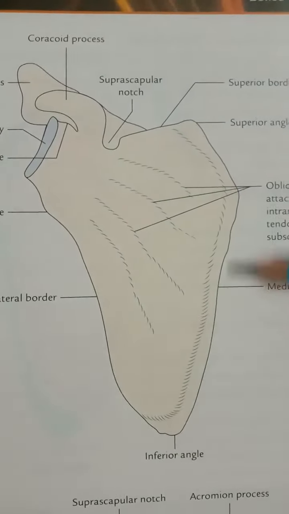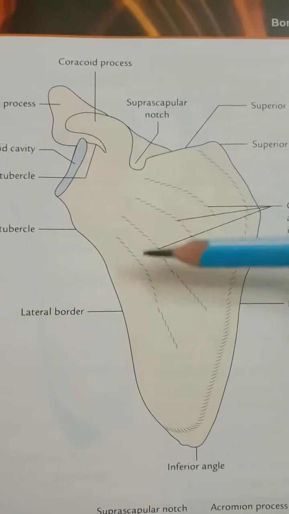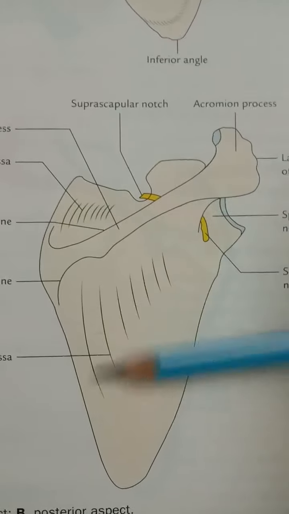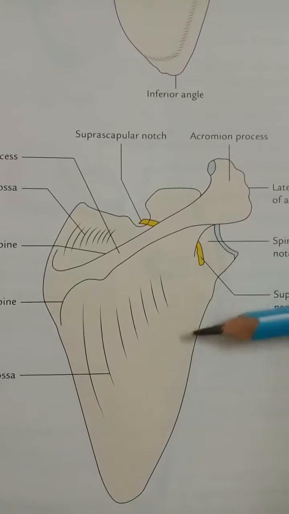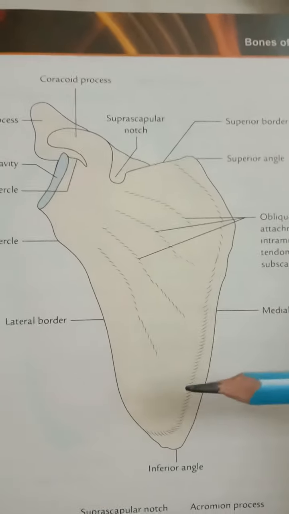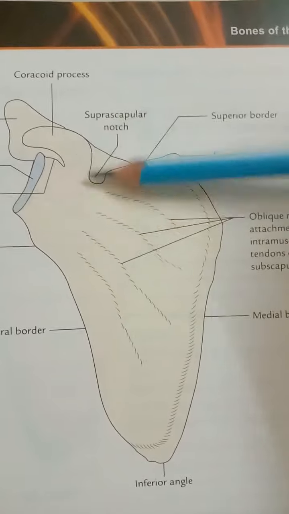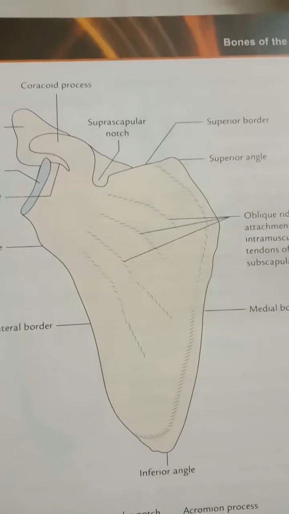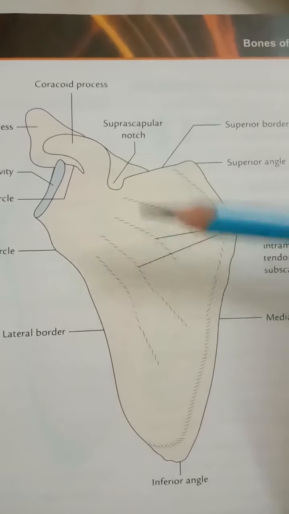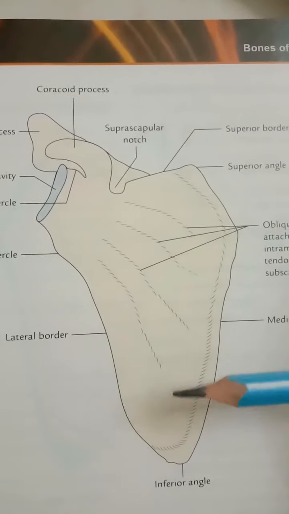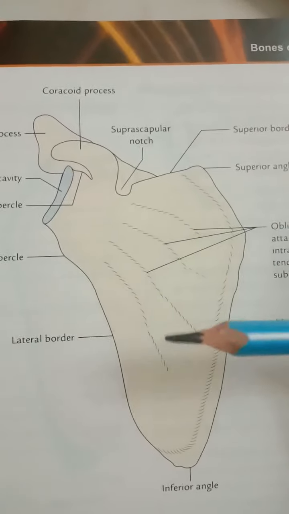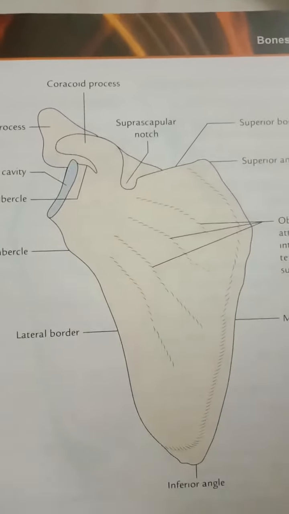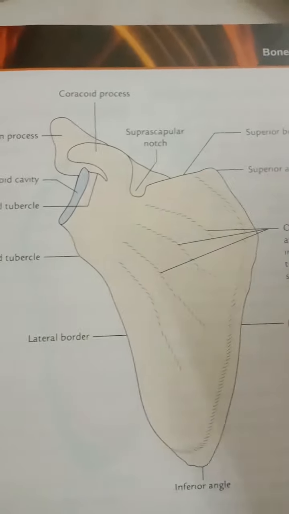Here you can see the right side scapula of the anterior aspect, and this is the right side scapula of the posterior aspect. The scapula is a flat and thin bone placed on the posterolateral aspect of the thoracic cage. The scapula has two surfaces, three borders, three angles and three processes. So let's see the details of this structure, that means the general features of the scapula.